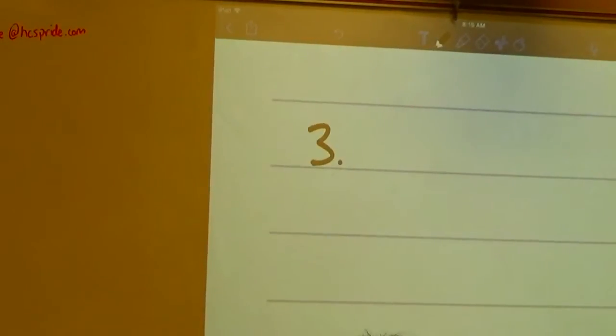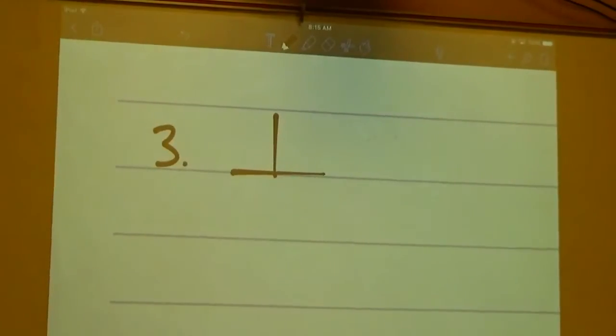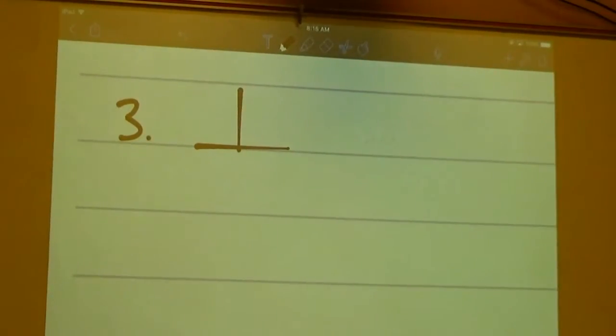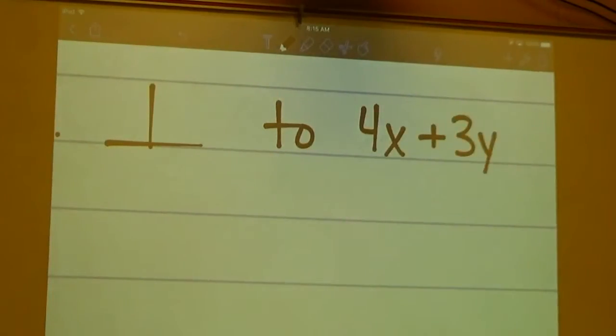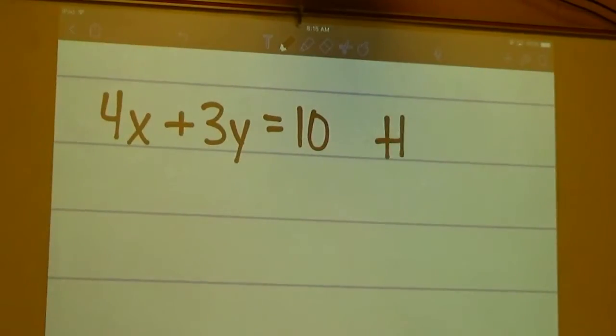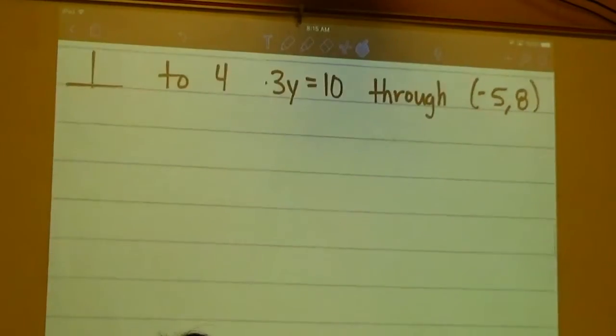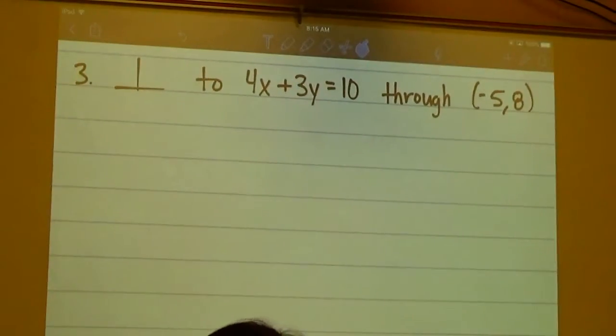Here we're doing the same thing. We want to put this in standard form. This time it's perpendicular: we want the line perpendicular to 4x plus 3y equals 10 through the point (negative 5, 8).